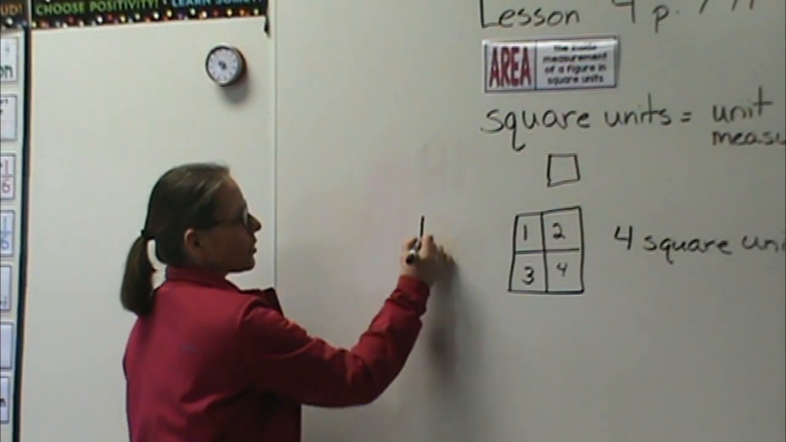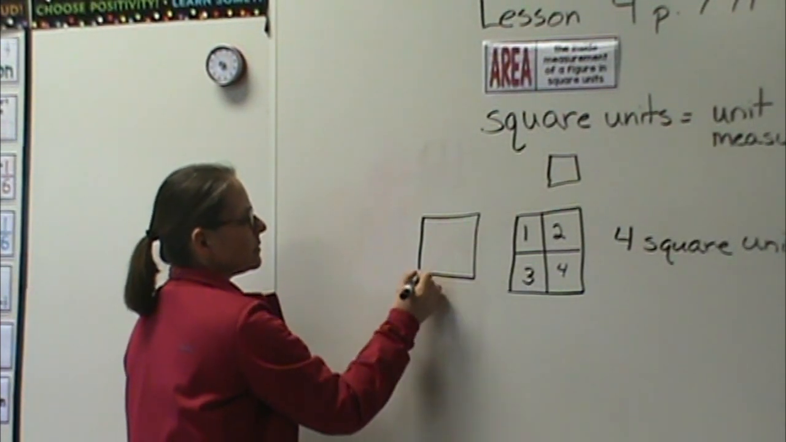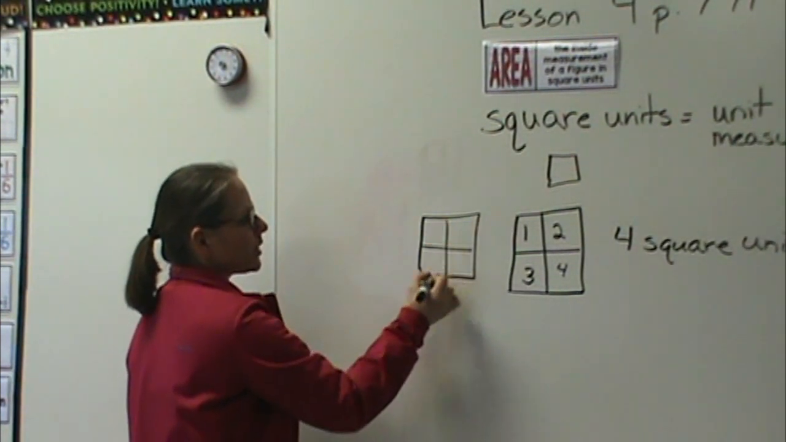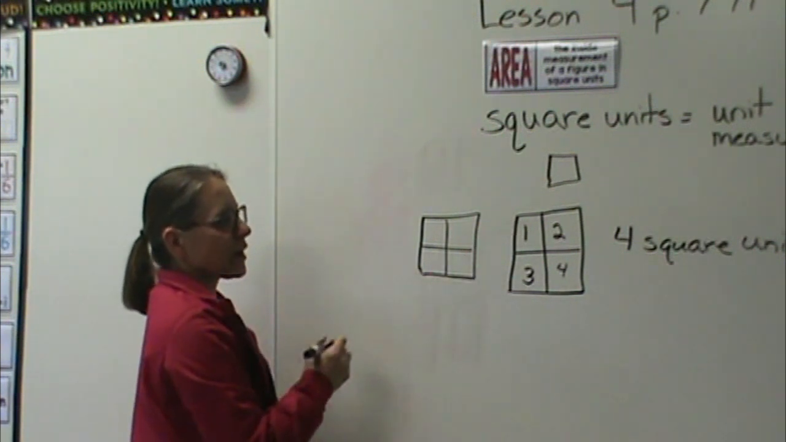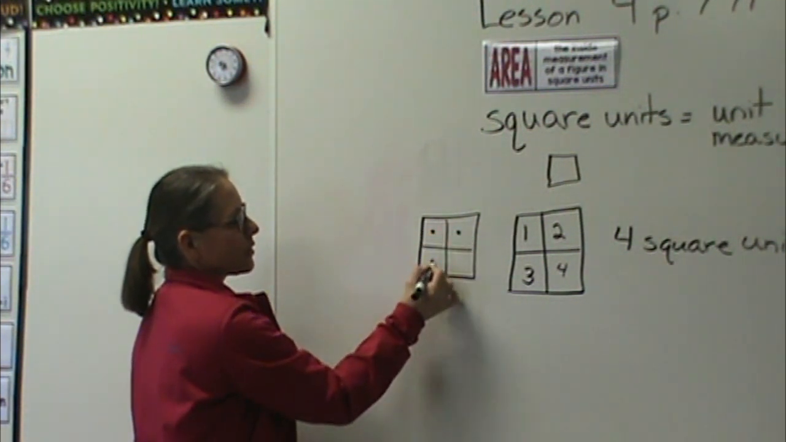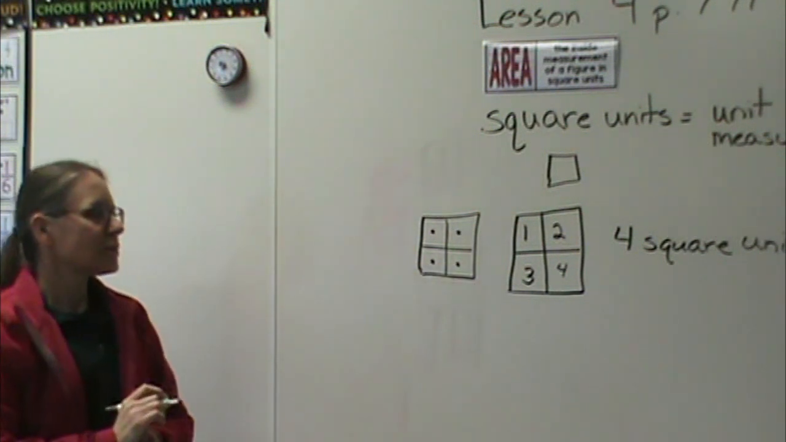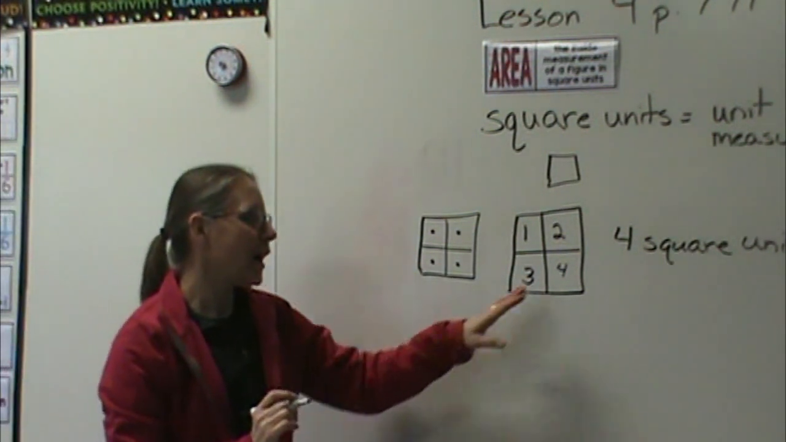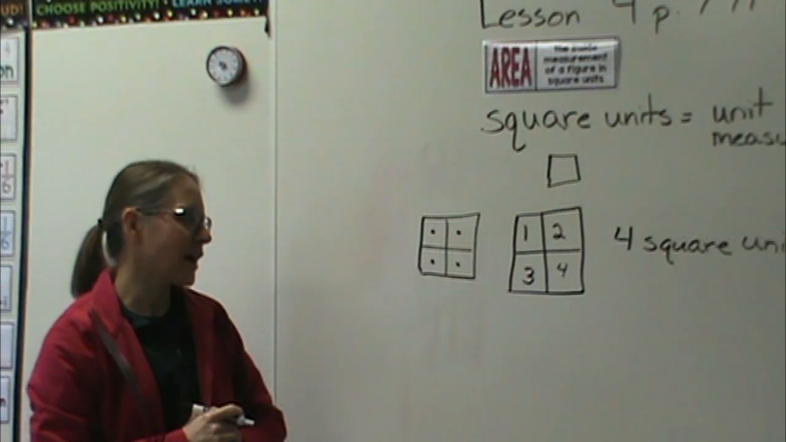You could also go like this. Here's the figure again. To count the square units, you could just put a dot. 1, 2, 3, 4. So choose whichever way works for you. I prefer the numbers just so we count correctly.